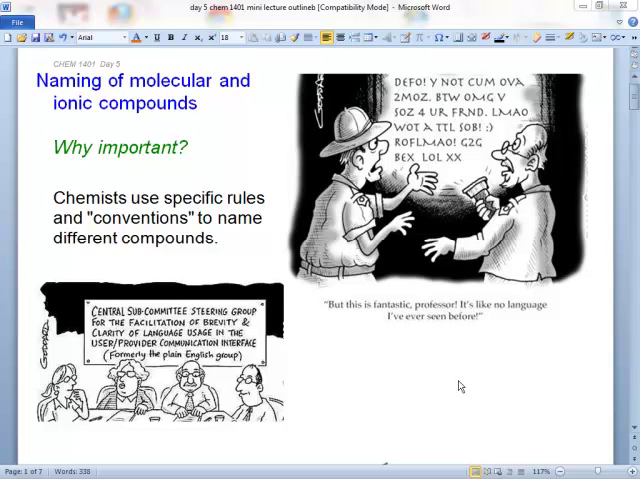And, oh, hey, let's see if we can catch this right off the bat. Ashlyn, what's the difference between a molecular compound and an ionic compound?